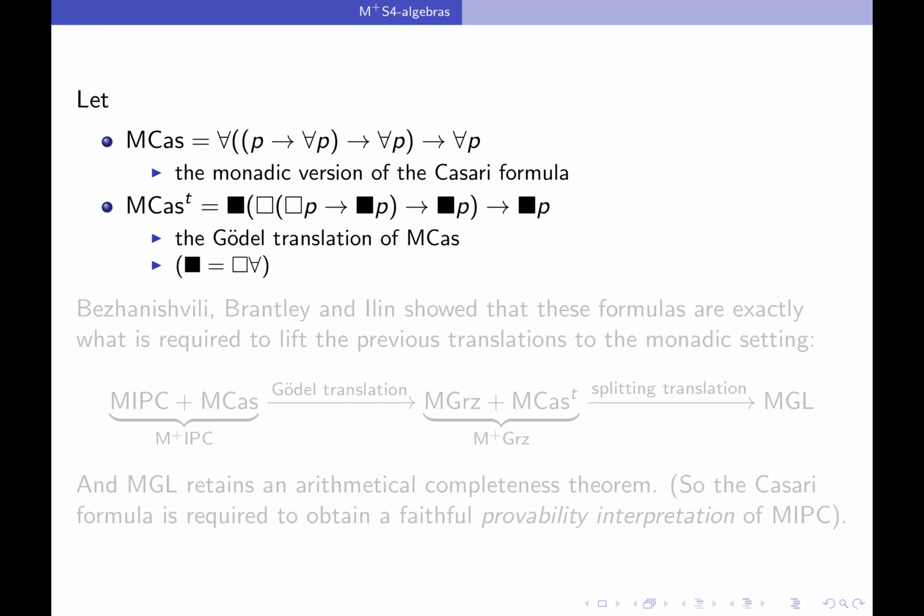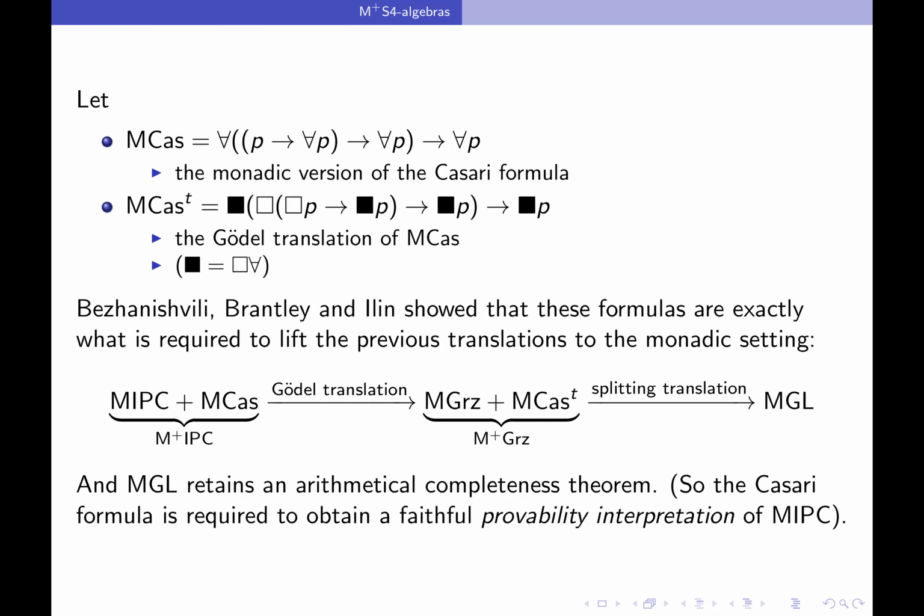If you go to the monadic setting, this would just be the monadic formula, so take out the x's. Those are just monadic formulas, so this is the modal version of that formula. And if you perform the Gödel translation on it, you get this thing. And again, this black box is just a box for all. And so recently, Bezhanishvili, Brantley, and Ilin showed that these formulas are exactly what you need to extend that translation on the previous slide up to the monadic setting.